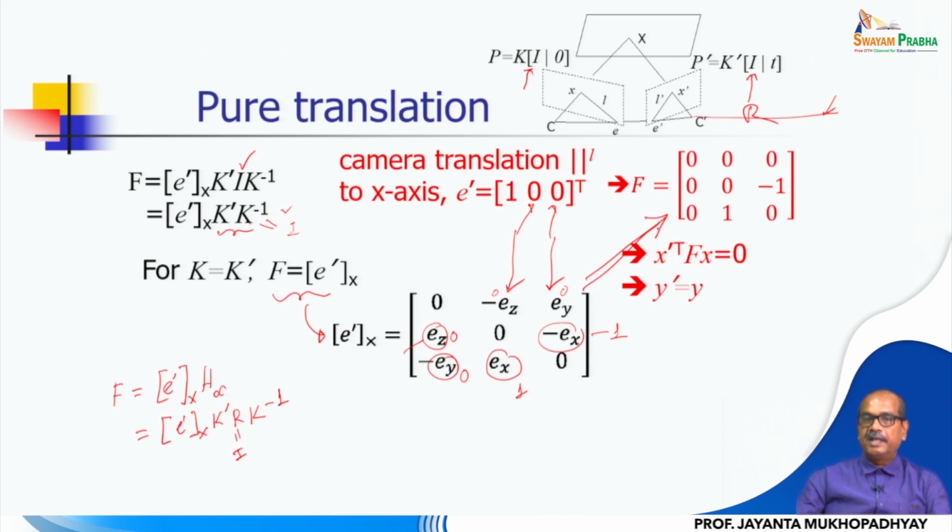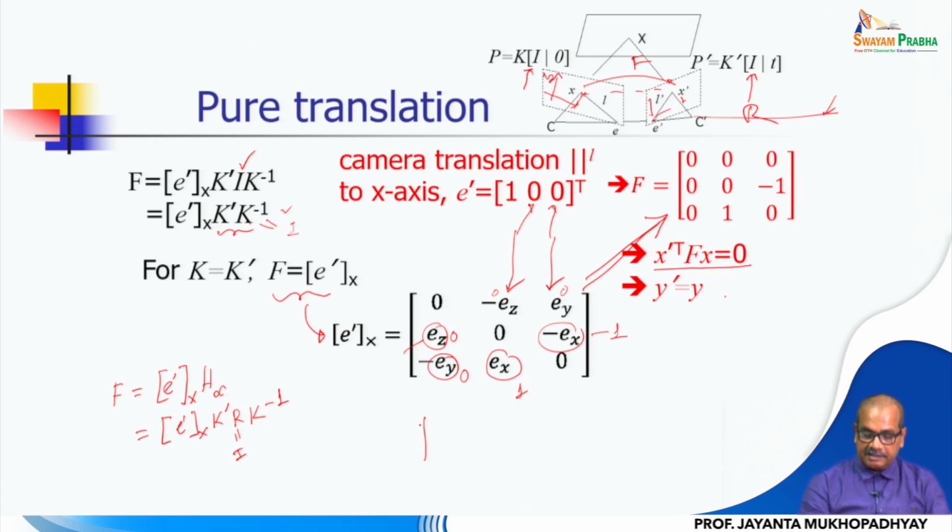So if I apply the characteristic equation of the corresponding points, x prime transpose F x equal to 0, then we can see that it gives me only the equation y prime equal to y. So in this form, what we know is that for these 2 points, suppose I have, say this is the y coordinate, and the other point also, their y coordinates remain the same.